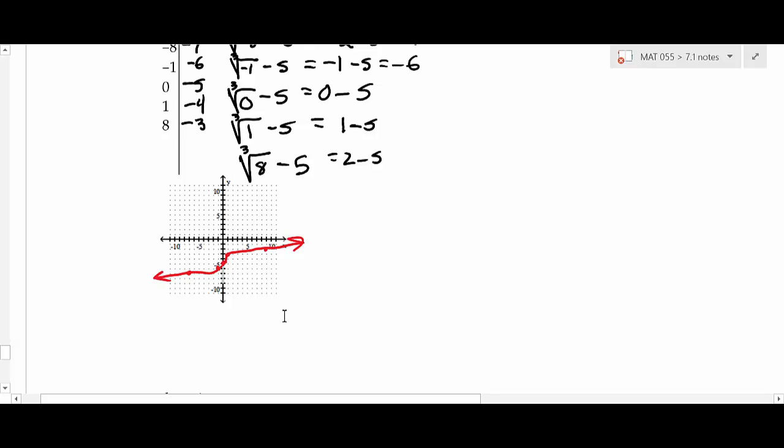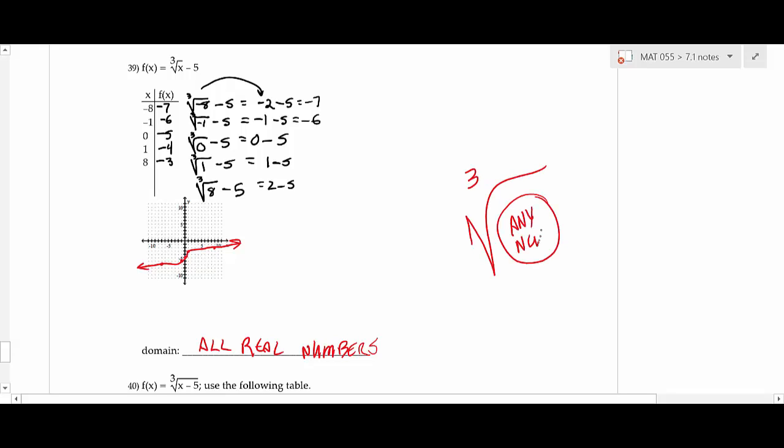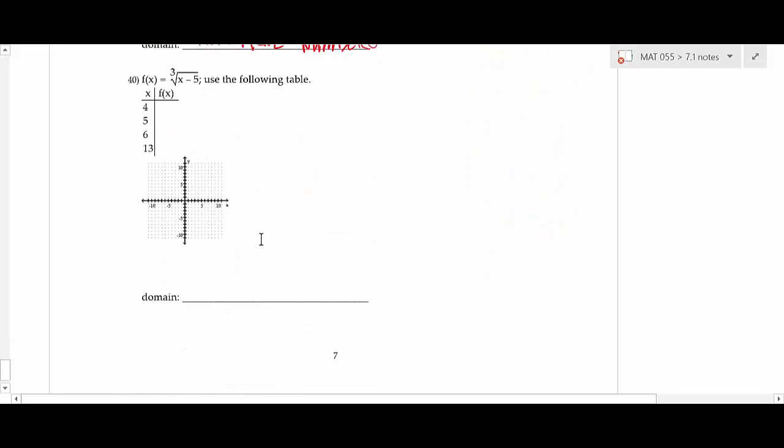Okay? Now, the domain on this is all real numbers. And the reason for that is because of this. When you do a cube root, you can do the cube root of any number. It's different than a square root. You can do a cube root of a negative, right? You can do the cube root of a positive. You can do the cube root of anything. And that's what the domain is. The domain just says, what kind of numbers can you use for x? You can use anything. That's why. Okay? Let's see what we came up with on the next one.